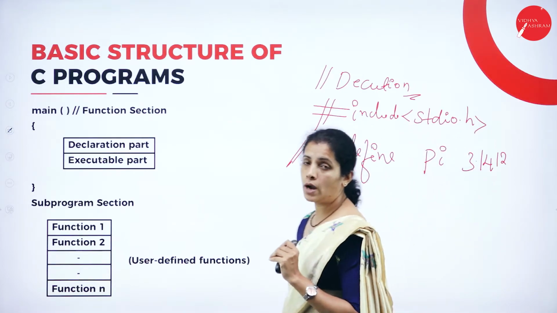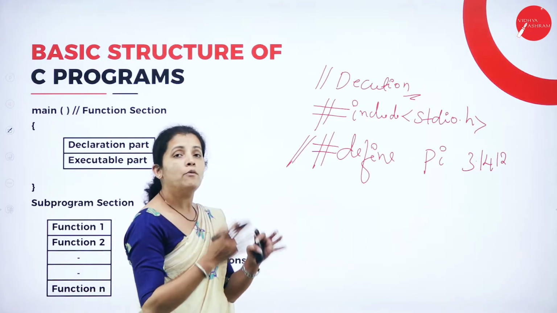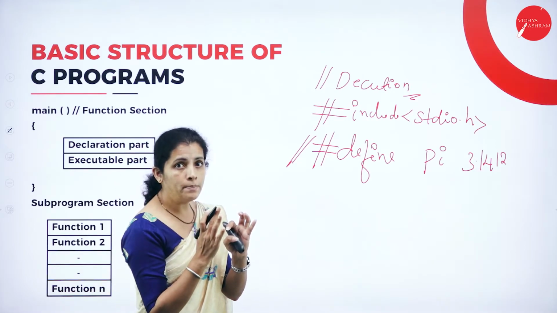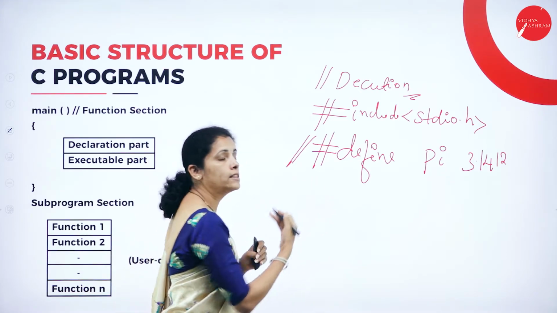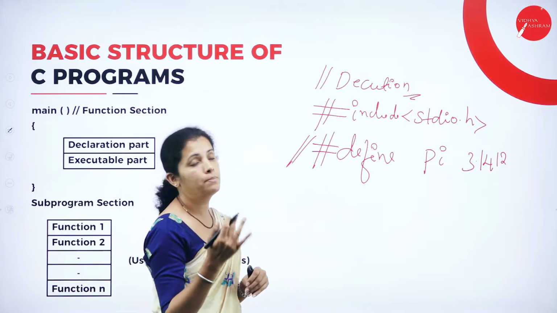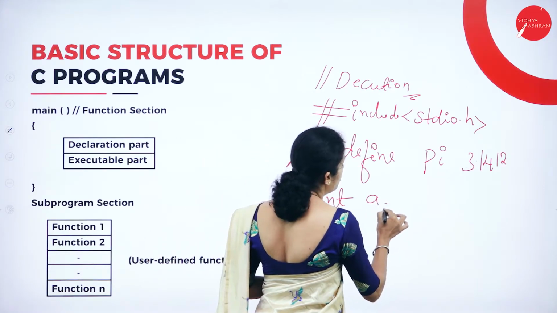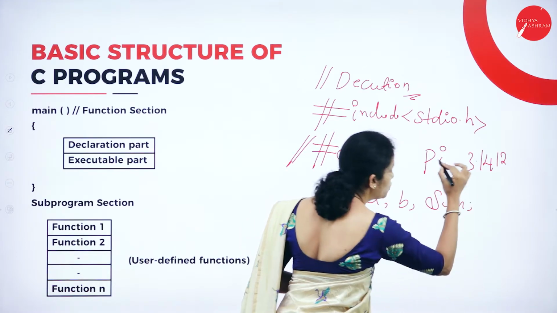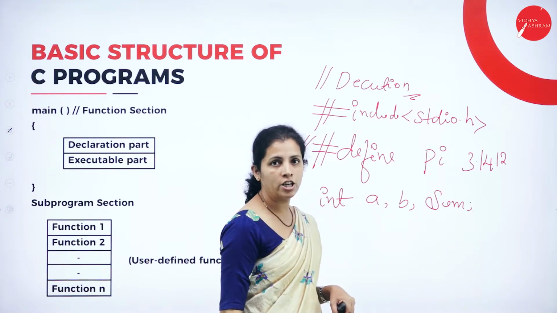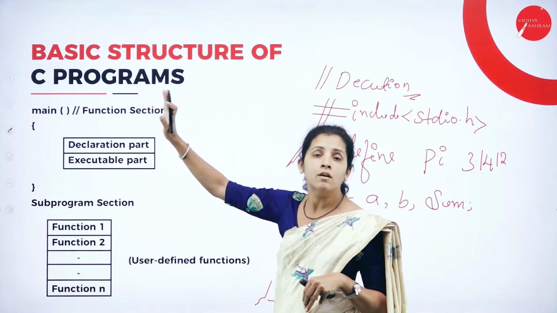After that, I'm going to have the global declaration. For example, if I want to make a variable global to the program, I define it above the main program. For example, if I write int a, b, sum, then this is an example of global variable declaration. Along with that, I'm going to have the main function.